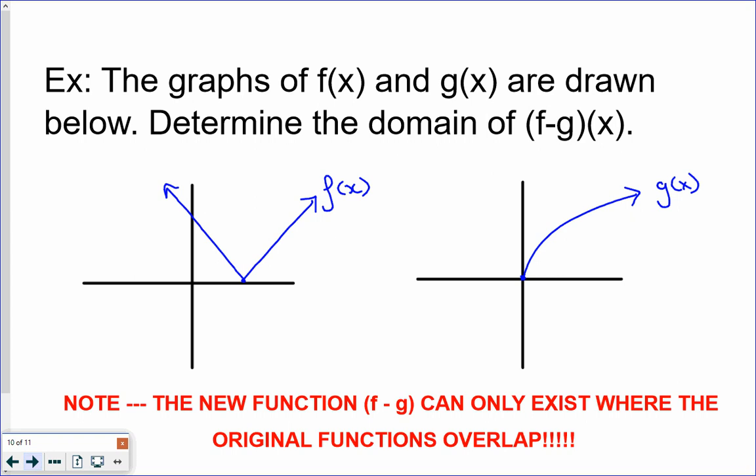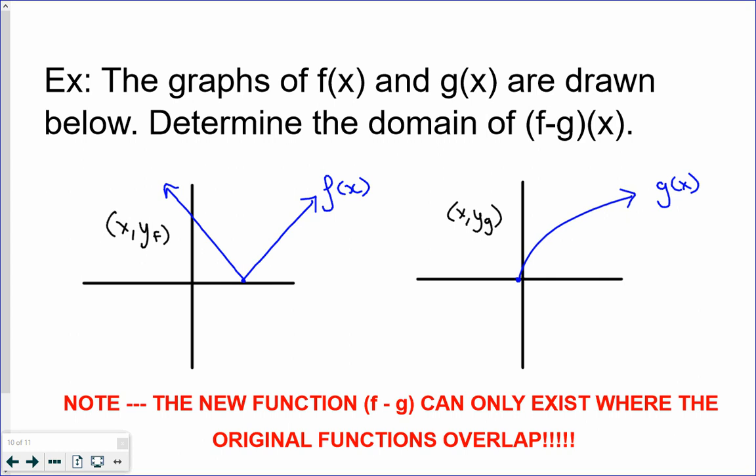Okay, lastly, just circling back to graphing to finish this up. So it says the graphs of f of x and g of x are drawn below. Determine the domain of f minus g of x. So again, you can only do operations on functions where the original two graphs overlap. And the reason for that is, remember I said, the x coordinate's not changing. These are x, y's on f. These ones are x, y's on g. Remember I said to do this graphically, you're looking for 2 points that line up vertically. In other words, they have the same x value.